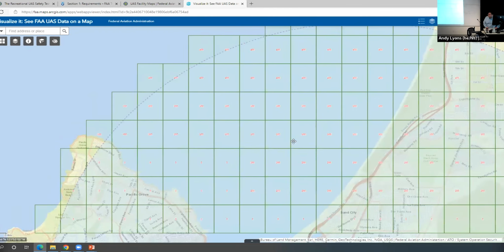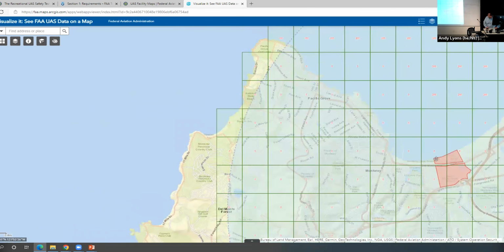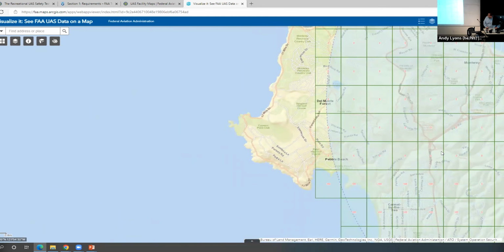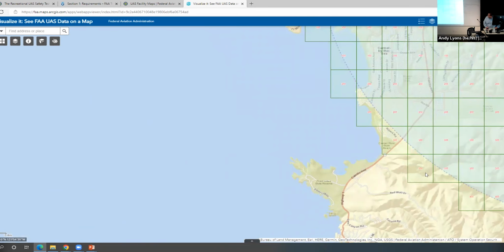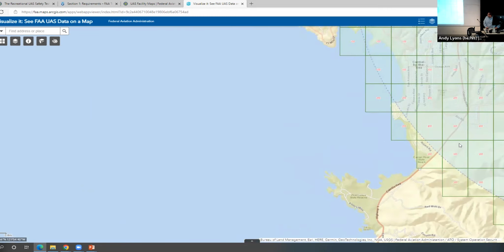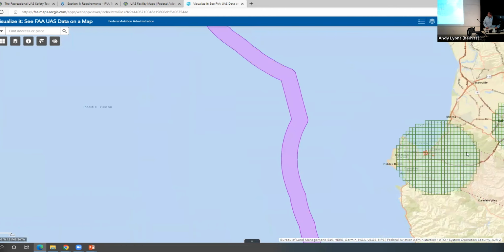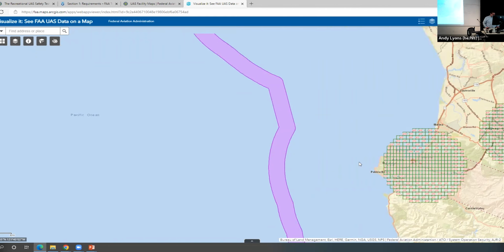To where? Left. Pebble Beach. There you go. You can see this big swath of 0 feet. Other airports are a little bit more accommodating, but that's pretty common.